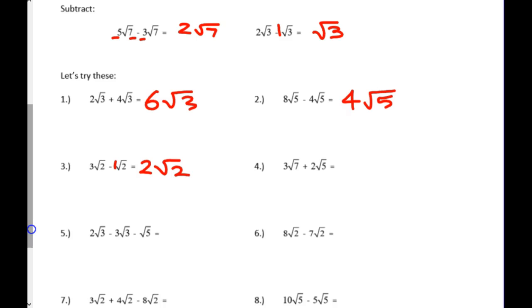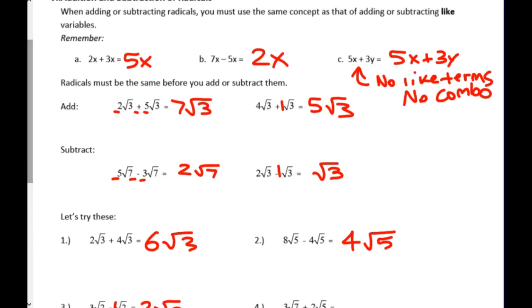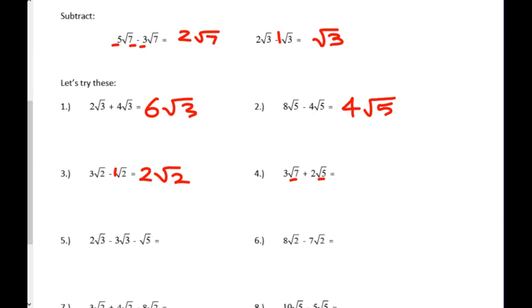All right, so remember, you can only add like terms. This is a square root of 7. This is a square root of 5. Those are not like terms. So let me remind you, no like terms, no combo. All right, so do not mess with it. Rewrite it.